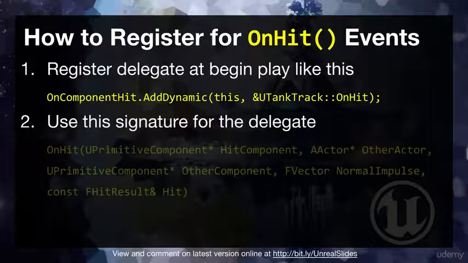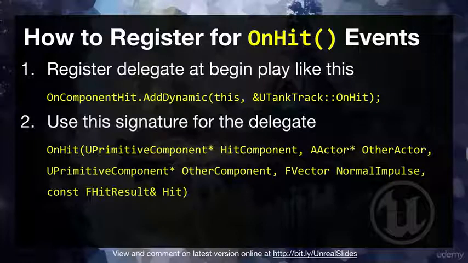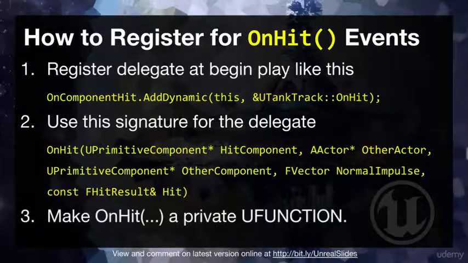Then you use this signature for the delegate itself. It looks nasty, but it's the thing that I found in the source code, right? Without all the commas. It's OnHit, UPrimitiveComponent pointer HitComponent, AActor pointer OtherActor, and so on. So you write an OnHit method called that. But what is important is that you make it a private UFUNCTION. That way, the OnHit event will actually work.